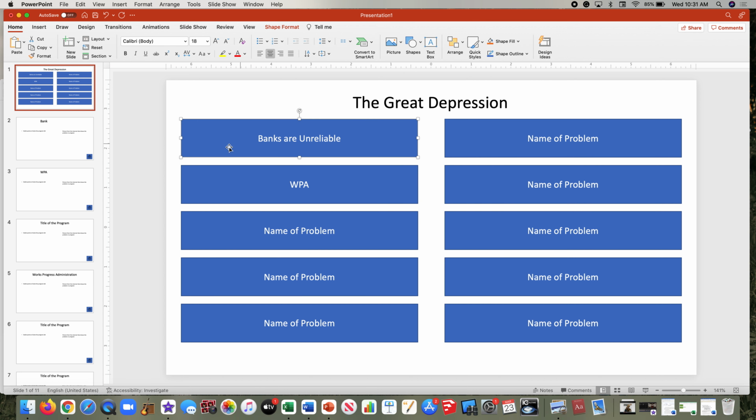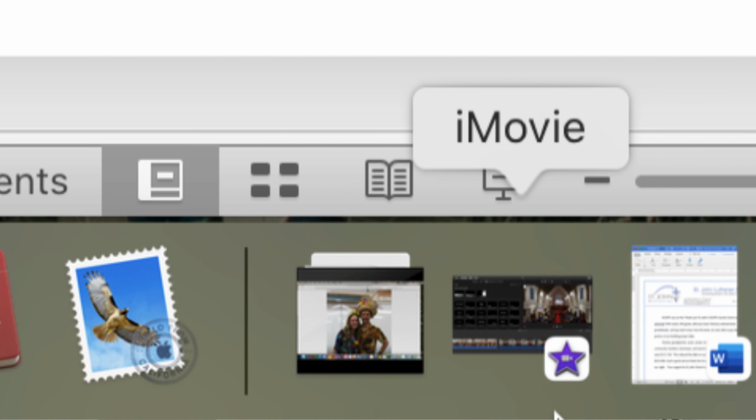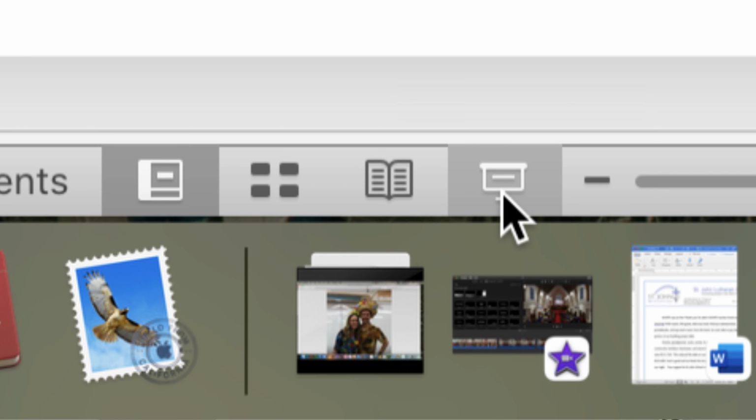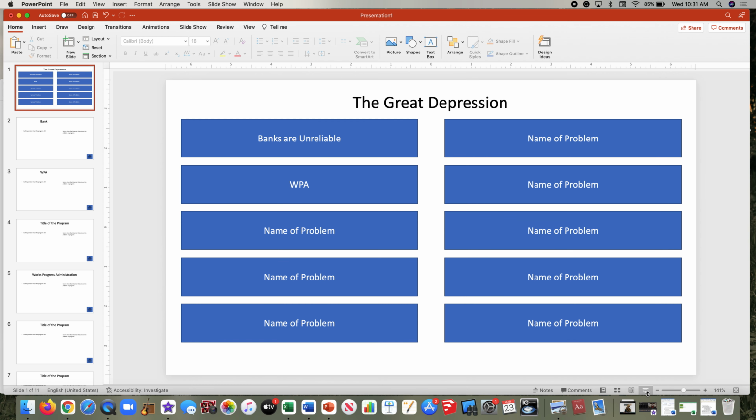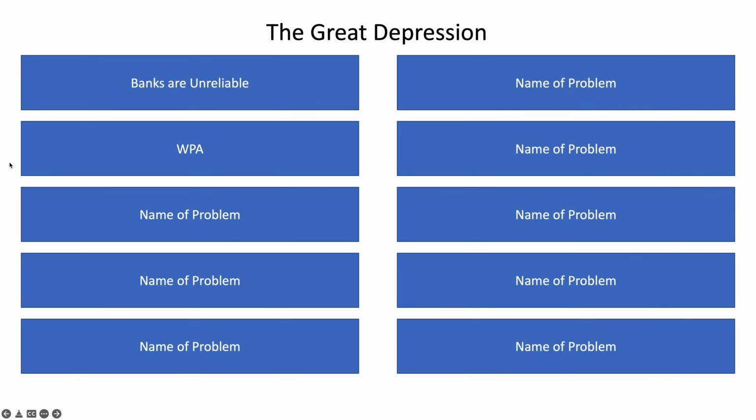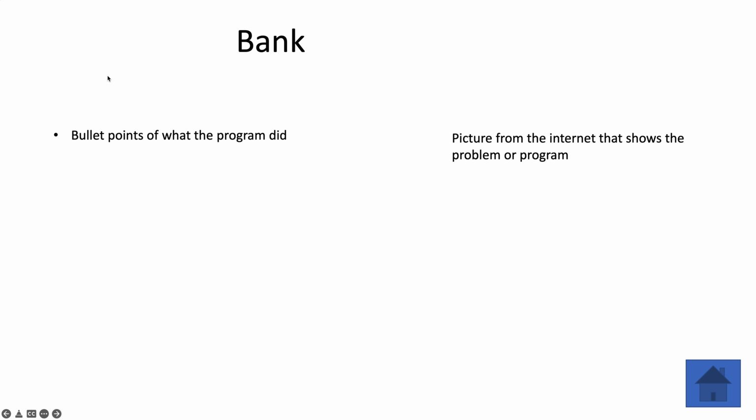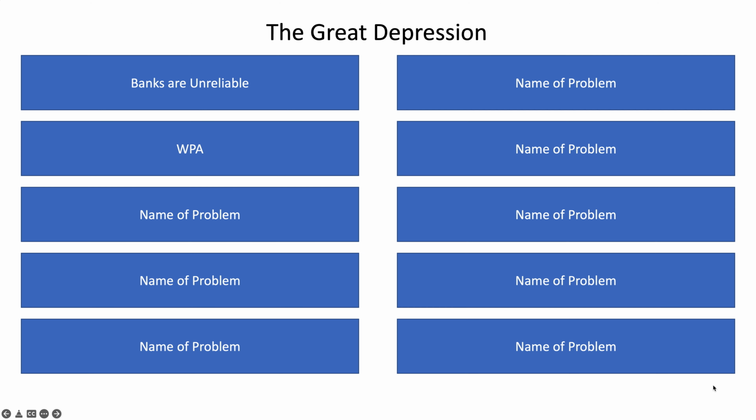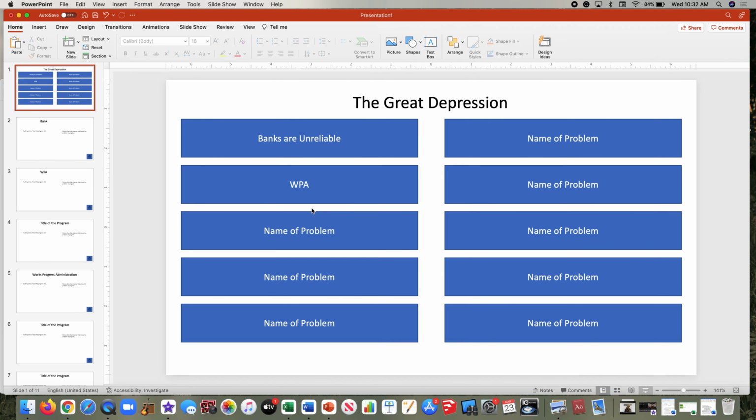So if I just click on this right here, it doesn't do anything. And every time I have students saying, Miss John, it doesn't work. You're right, it doesn't, because right now I'm in edit mode. If I go down here, right here, that's going to be presentation mode. It's going to be a little different on mine than it is up on there. If I click on banks are unreliable, it will take me to the bank thing. If I click down on the home button, it'll take me back here.